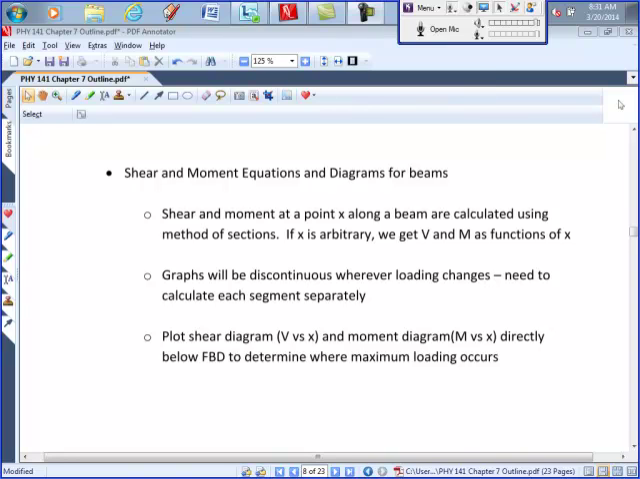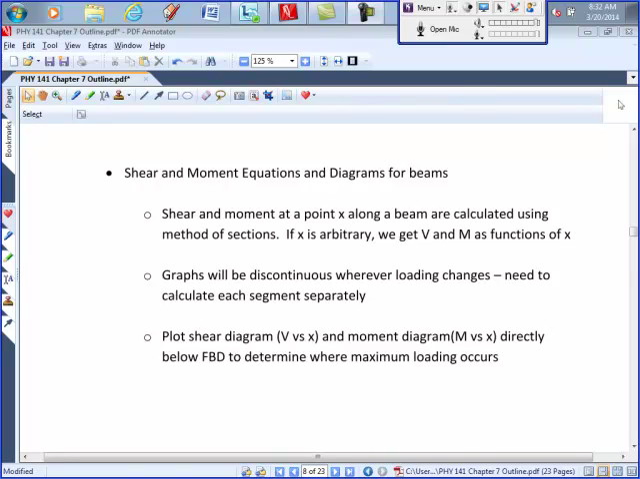All right, so when we finished last time, we calculated internal stresses on two-dimensional and three-dimensional problems. And we're just moving on to drawing the shear and moment equations and diagrams so that we can figure out basically where the maximum shear and bending moments are going to be on a beam for design purposes. So the way we're going to do that is we're going to calculate the shear and moment as a function of x.